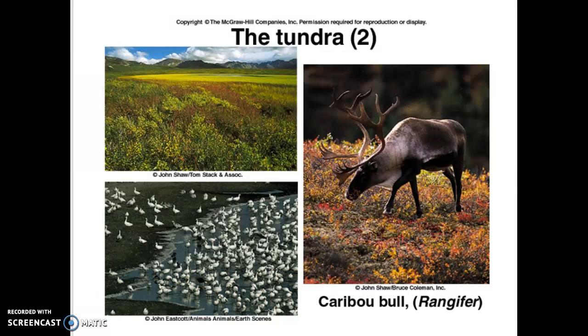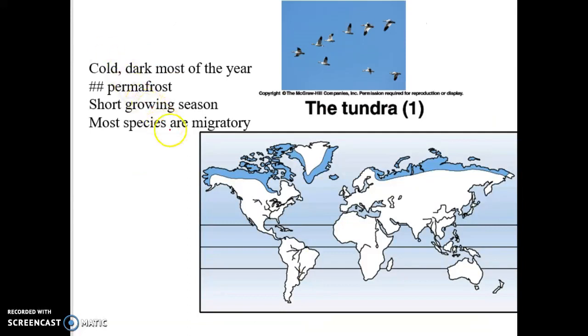Most of our geese and ducks will have babies up in the tundra because there's so much food available during the growing season. So they time their migration to land in the tundra just as the growing season is starting. They mate, they give birth, and then as the growing season ends, all those little babies are big enough, they start migrating south. Our big herbivores like caribou, they're up there feeding during that growing season. But again, when cold and dark approaches, most things start heading south, moving into a different biome.